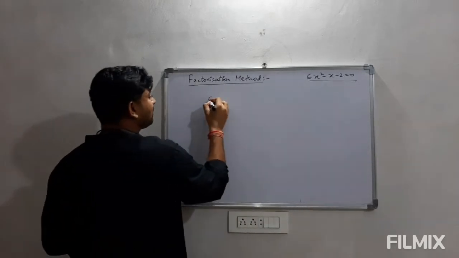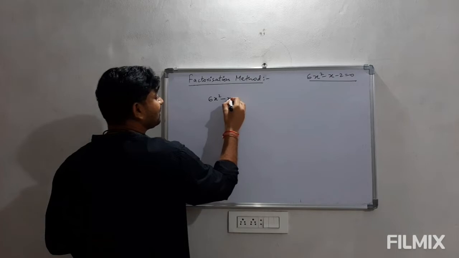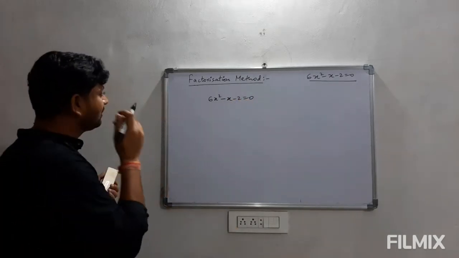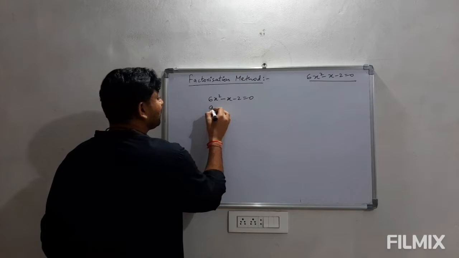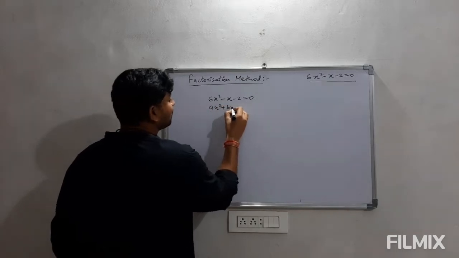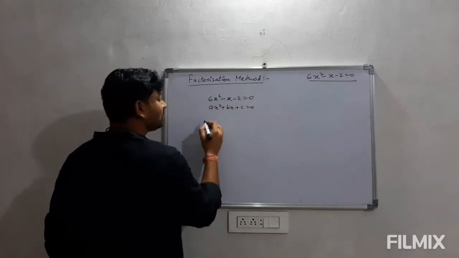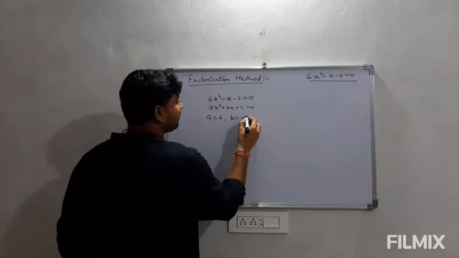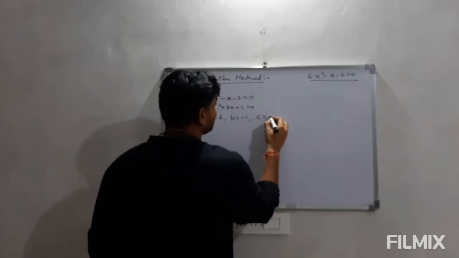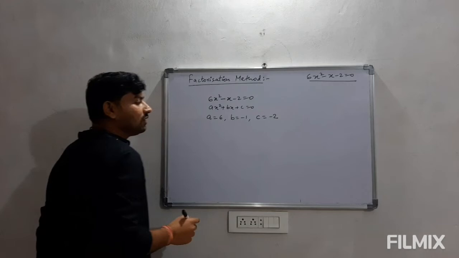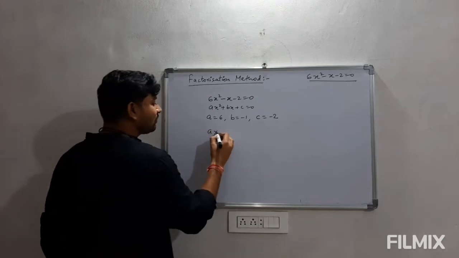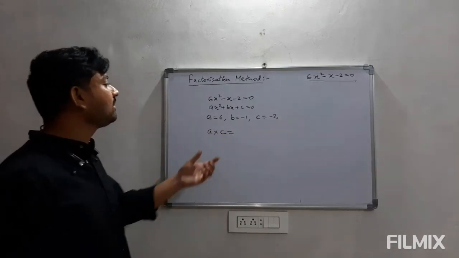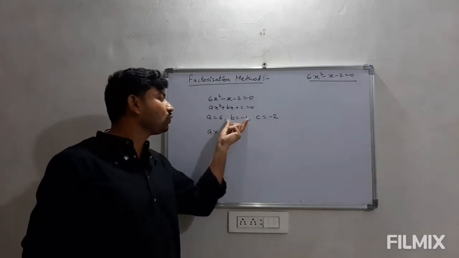Let us take that example which I have written on the right hand side. So this is the question here. Now if we compare this with the standard form ax square plus bx plus c is equal to 0, here clearly the value of a is 6, the value of b is -1, and the value of c is -2. Now from here we have to calculate the value of a into c. The thing is that we have to break this value of b into 2 parts.